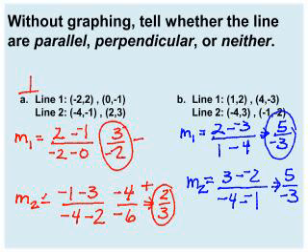Now if you look at these two slopes, they are the same, so I know these two lines are parallel. Again, same slope means they're parallel. Let's try an application problem.